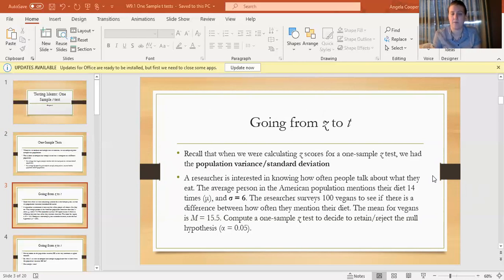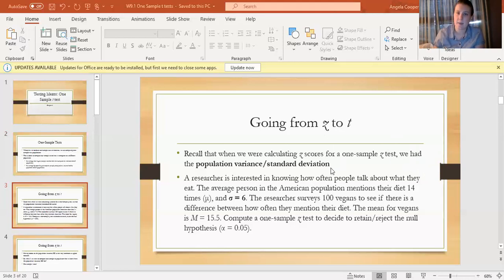This is our vegan example. Researchers are interested in knowing how often people talk about what they eat. The average person in the American population mentions their diet 14 times, mu, the population mean, with a standard deviation of 6. That is sigma, the population standard deviation. The researcher surveys 100 vegans, our sample size, to see if there's a difference between how often they mention their diet in comparison to the American population. The mean for vegans, our sample mean, is 15.5. Compute a one sample z-test to decide to retain or reject the null hypothesis with alpha set at 0.05.